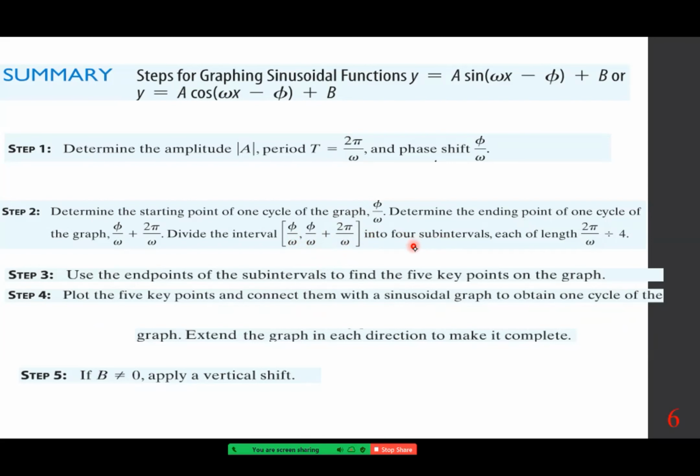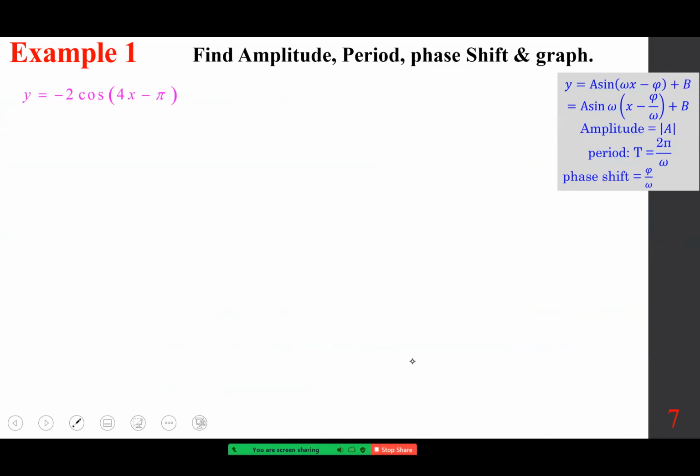Use the endpoints of the subintervals to find the 5 key points. Plot the 5 key points and connect them in a sinusoidal graph. And if beta is not 0, apply a vertical shift of up or down. So what do we mean by this? Let's look at a very simple example to make some sense out of this. Again, in general, here's the amplitude, here's the period, here's the phase shift.